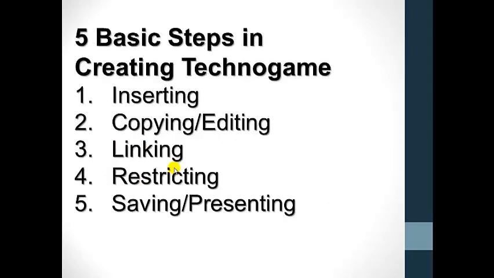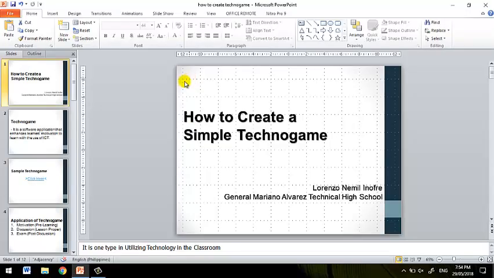Here I have 5 basic steps in creating a Technogame or interactive PowerPoint presentation. First is inserting. Second is copying and editing. Third is linking. Fourth is restricting. And last is saving and presenting. Now we're going to create a very simple Technogame or interactive PowerPoint presentation with the use of these 5 basic steps.